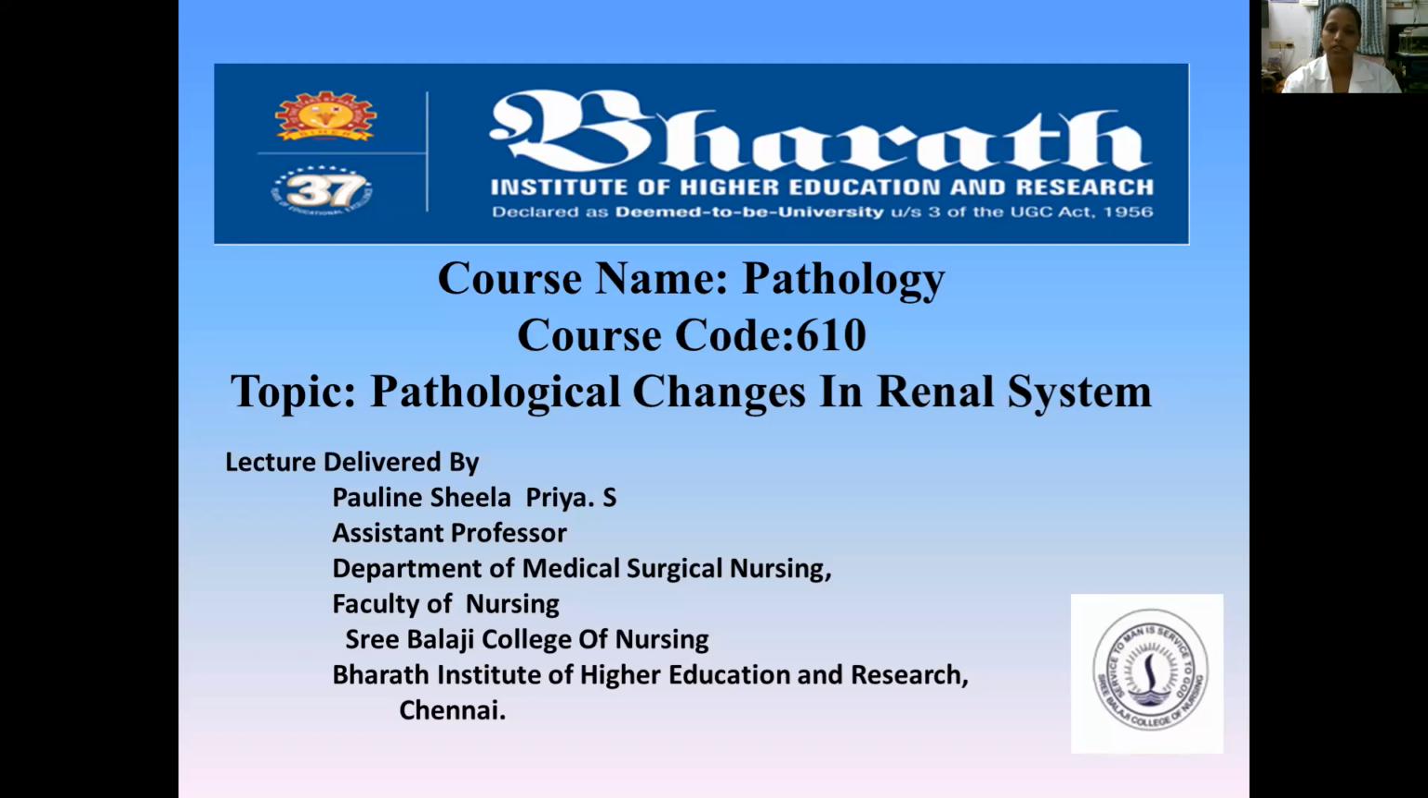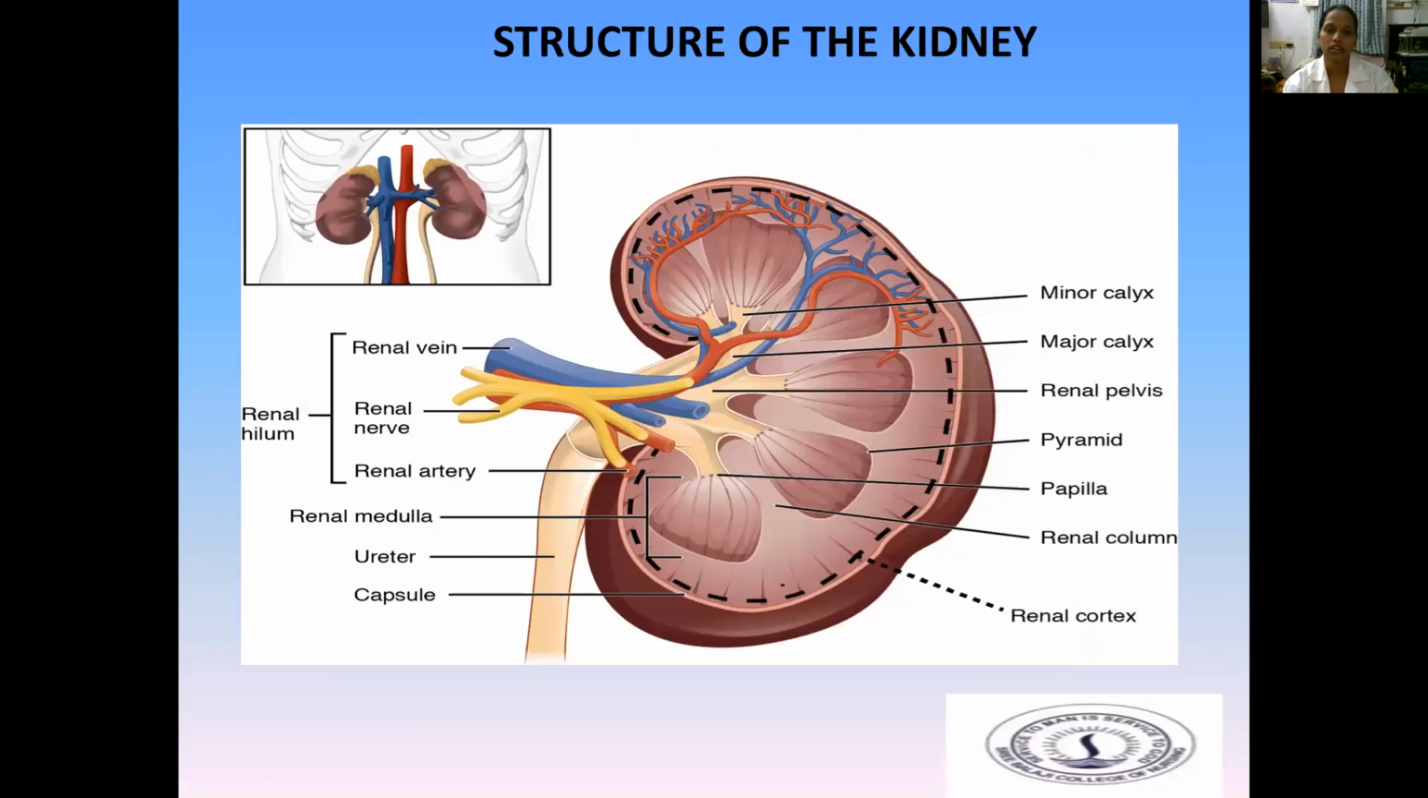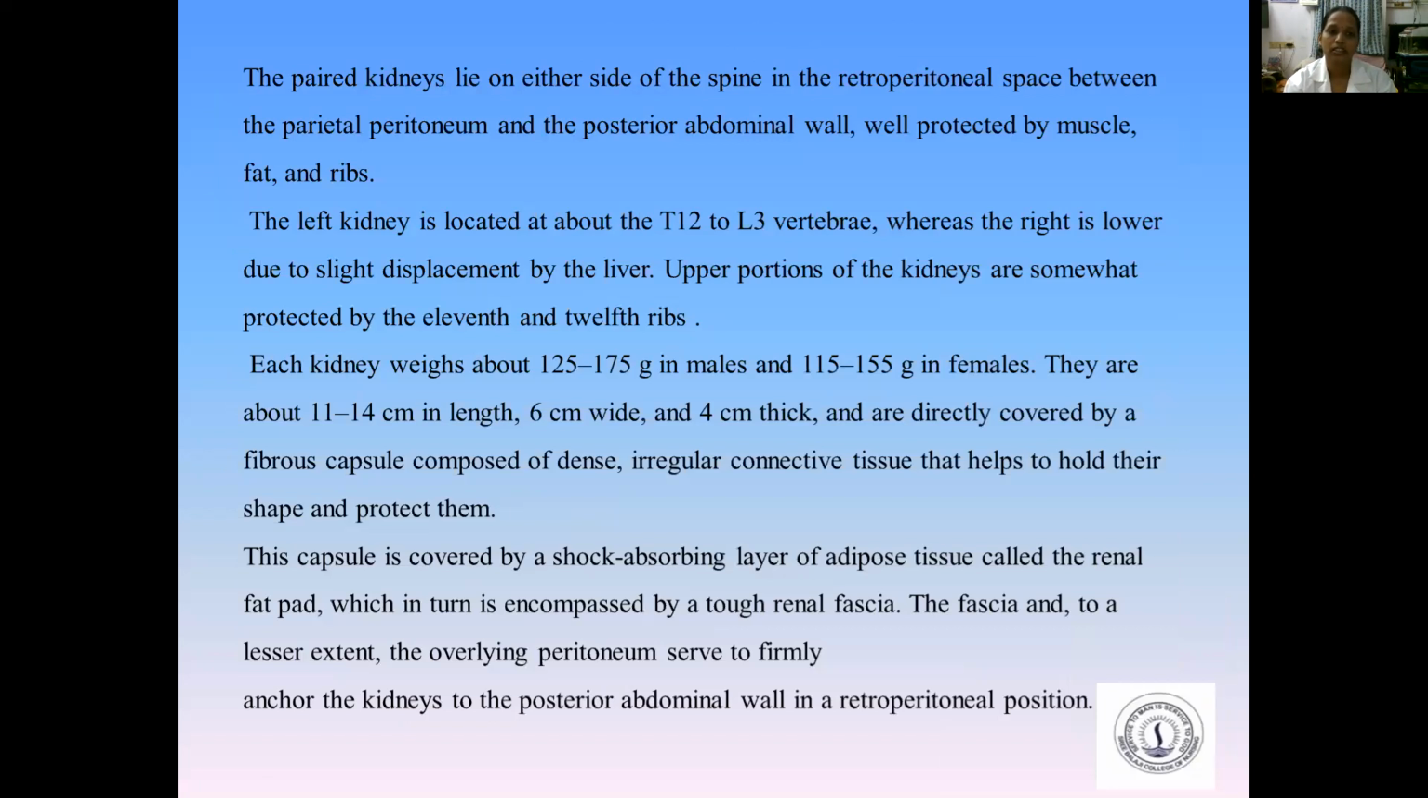So today we are going to discuss an important topic in pathology, that is pathological changes in renal system. So structure of the kidney. The paired kidneys lie on either side of the spine in the retroperitoneal space between the parietal peritoneum and the posterior abdominal wall. It is well protected by muscle, fat, and ribs.